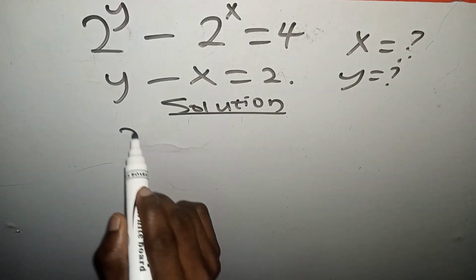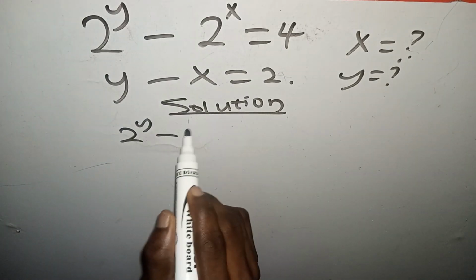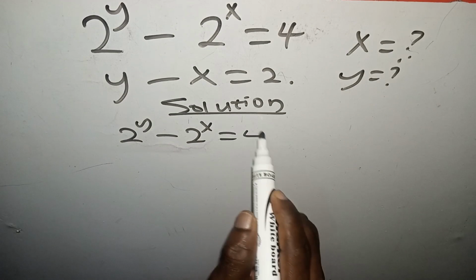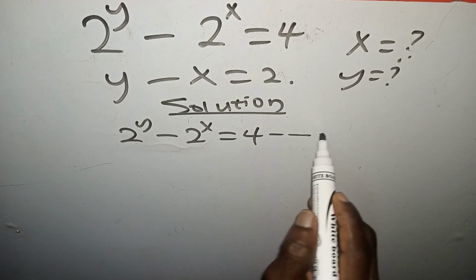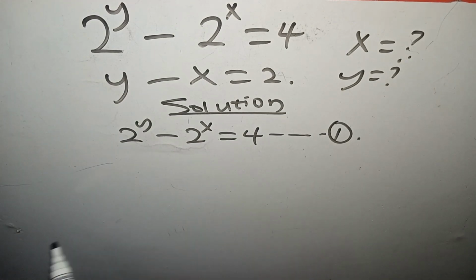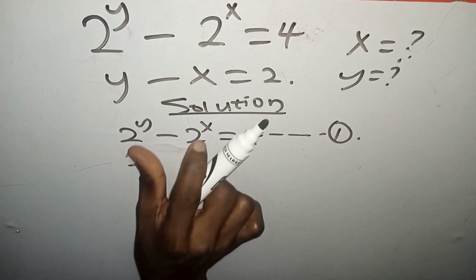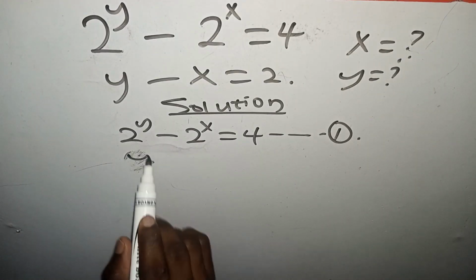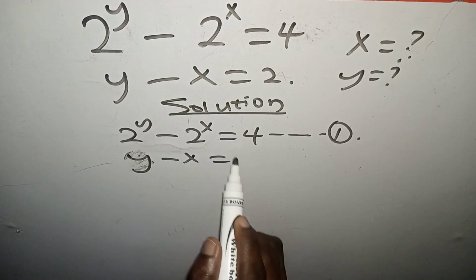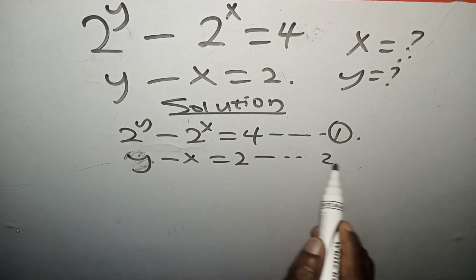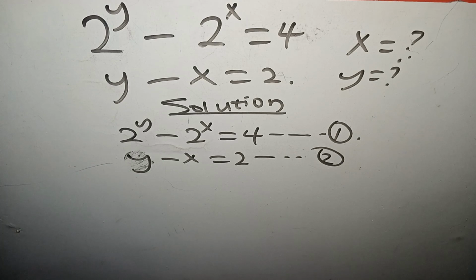Then write 2 to the power of y minus 2 to the power of x equal 4. I call this one equation 1. Then write again y minus x is equal to 2. Call this one equation 2.